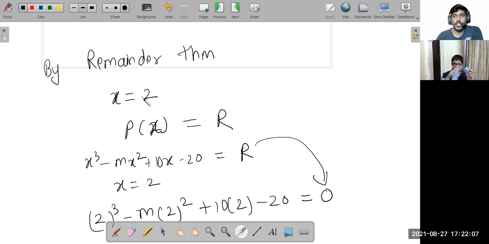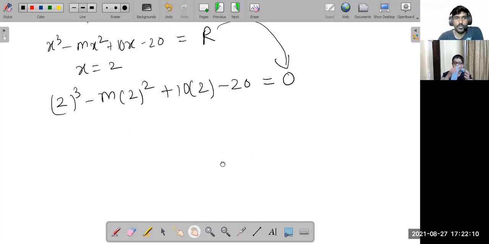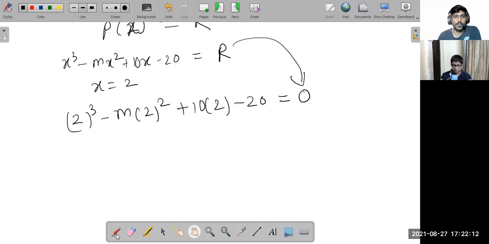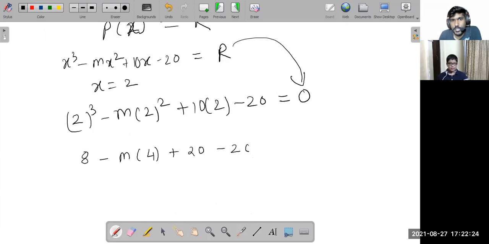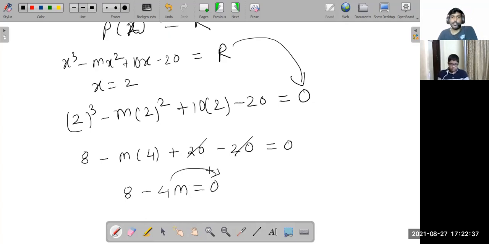Okay, so here we just have to simplify this now. So 2 cube is 8 minus m into 2 square is 4m, plus 10 into 2, 20, minus 20 equal to 0. Plus 20 minus 20 cancelled. Here you're left with 8 minus 4m is equal to 0. Take minus 4m on the other side. So you have 8 is equal to 4m.